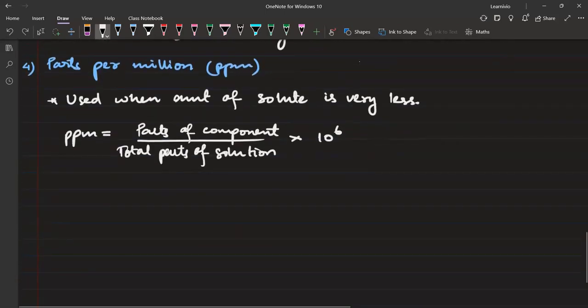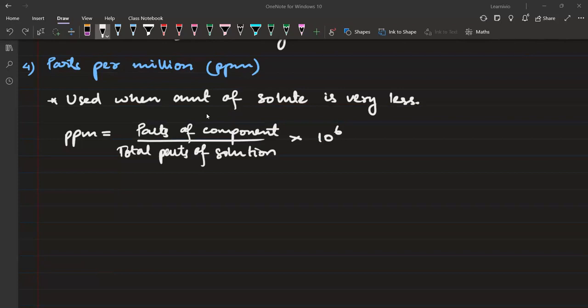Okay. Now, one difficulty is, what are parts? Parts can be anything. In the numerator, parts can be ml, gram, kg, or whatever. You have to use the same unit in the denominator also. But sometimes you can use grams in the numerator and ml in the denominator. It is not going to vary so much. Because we are multiplying by 10 to the power 6, this power is more important than the fraction that you are going to get from parts of component divided by total parts of the solution. Fine. So this is ppm.